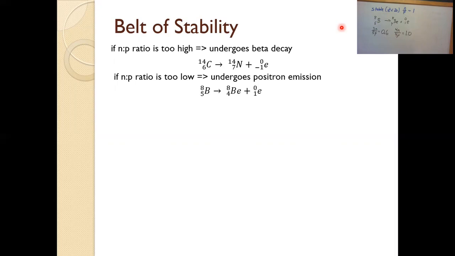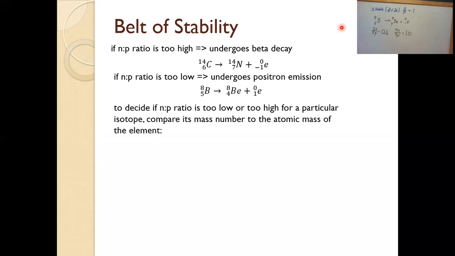By emitting a positron, a proton becomes a neutron, thereby the numerator of this ratio increases by 1, the denominator decreases by 1, so consequently the ratio increases. So these light elements, less than about 20, we would expect a ratio of about 1. So that's one way we can determine, predict what type of radiation a particular isotope may undergo based upon how its neutron-proton ratio compares to a stable ratio. And that stable ratio does depend upon the atomic number, as we saw on the previous slide. As the atomic number increases, usually the stable ratio of neutrons to protons also has to increase.